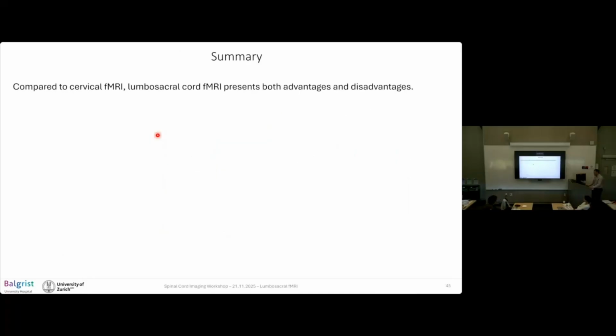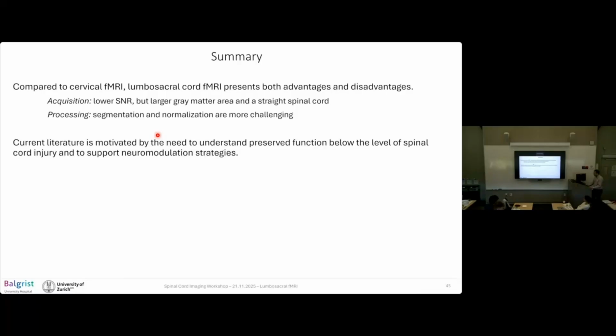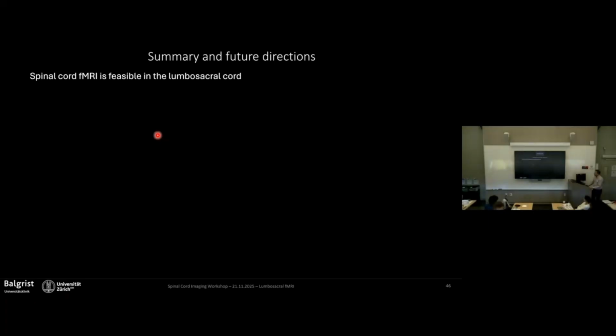So to sum up, the lumbosacral cord has both advantages and disadvantages compared to the cervical cord. What is more difficult is the lower TSNR, but on the other hand, we have a larger gray matter area and the straight spinal cord. What is more difficult on the processing side is the segmentation and the normalization. And the current literature seems to be motivated by the need to understand the preserved function below the spinal cord injury and to support neuromodulation strategies.